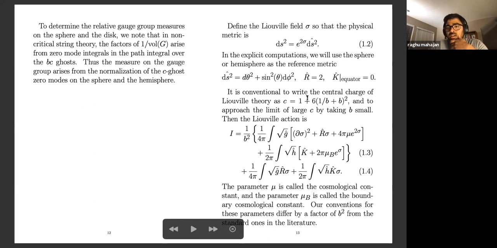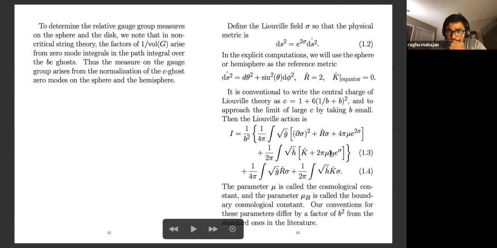So here's b. The central charge of Liouville is given by this formula, 1 + 6 (1/b + b) squared. And we'll be taking b small. And here is the Liouville action. It's proportional to 1 over b squared. So the action is large in the small b limit, which is what gives us the semiclassical limit.